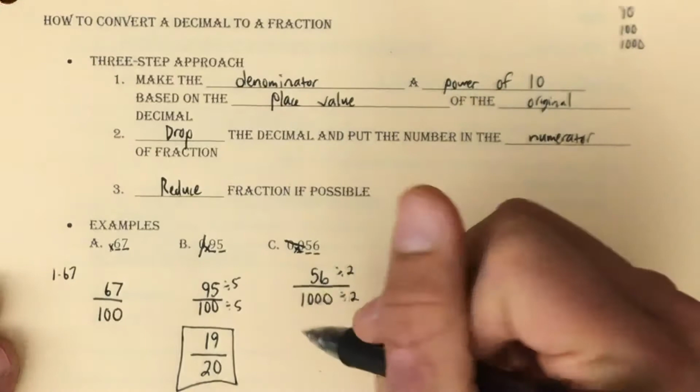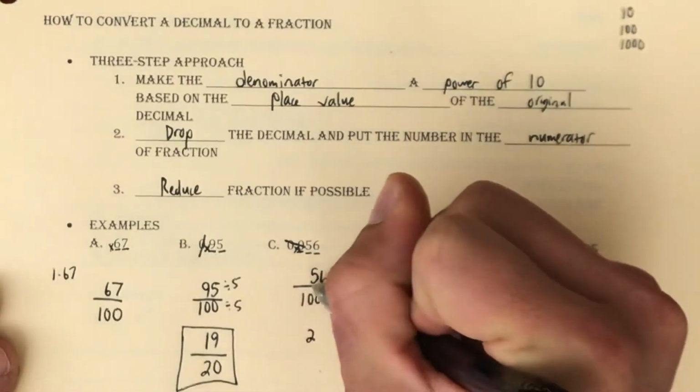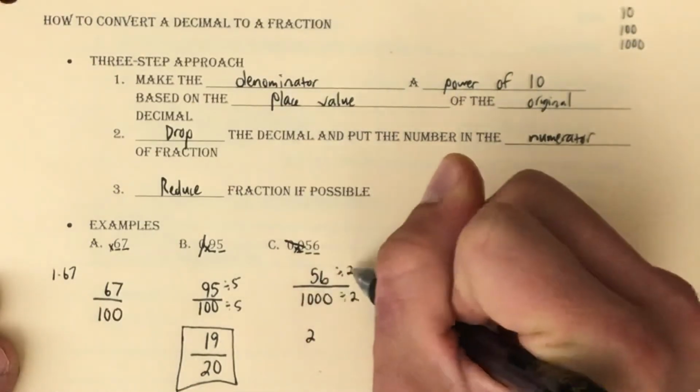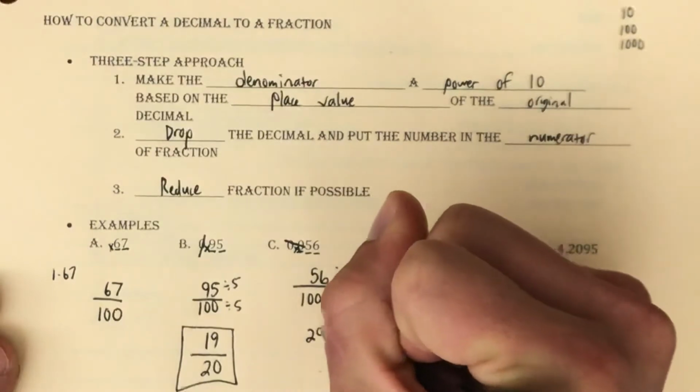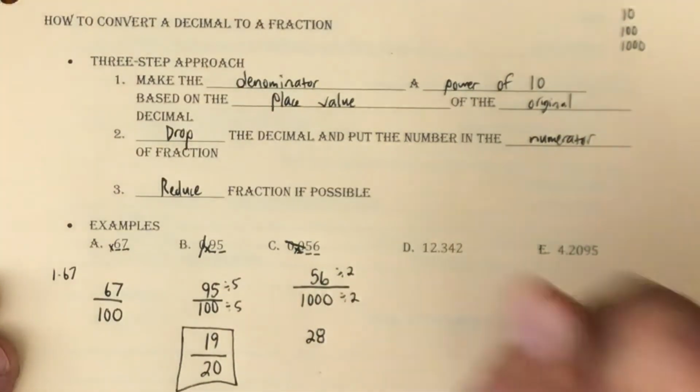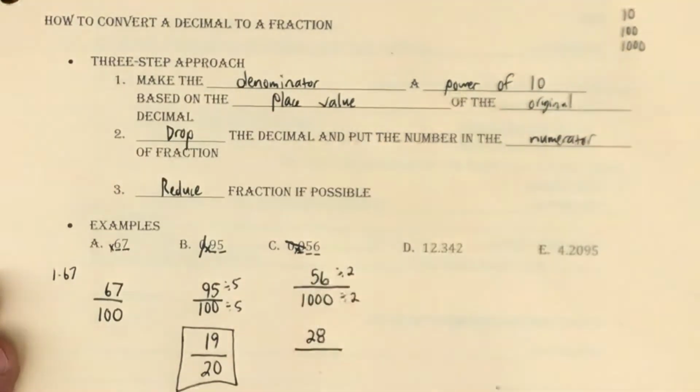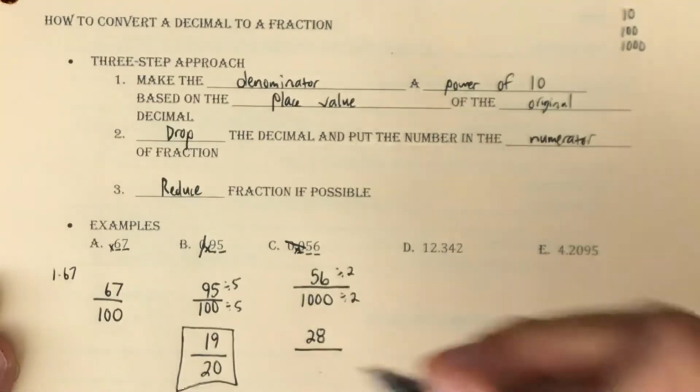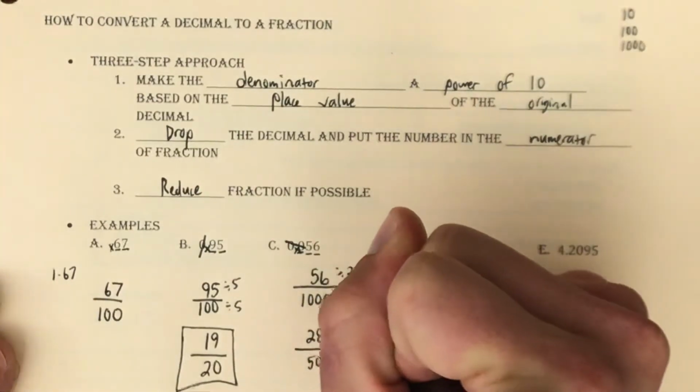So 5 divided by 2, that's 2. Carry the 1 that's left over, 16. 16 divided by 2 is 8, and that's an even number. And then I've got 1,000 divided by 2. Well, I know that's 500.